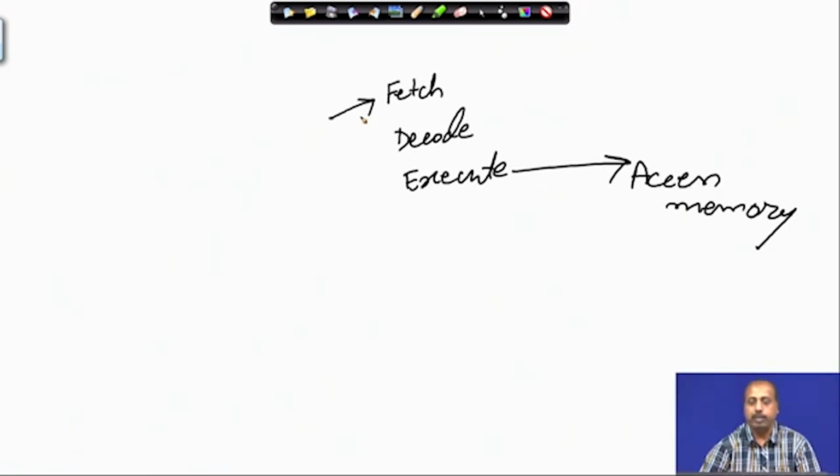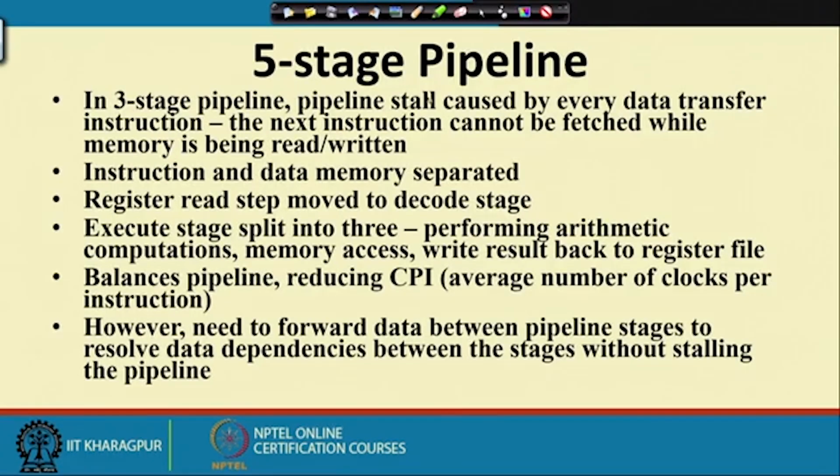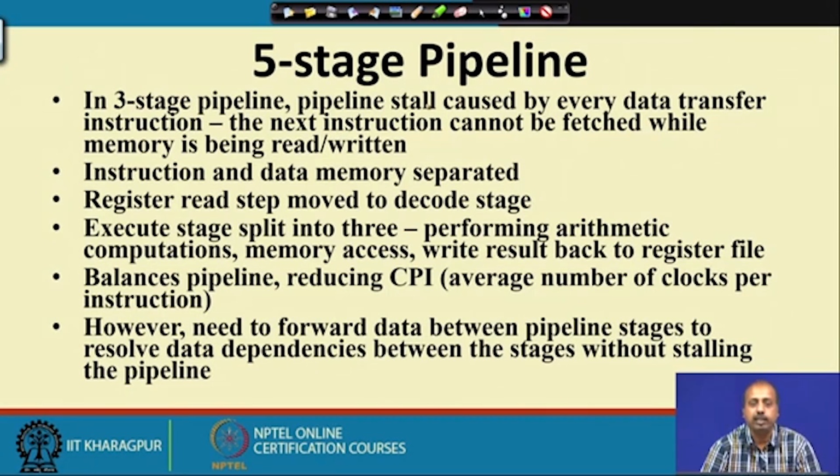So, this type of pipeline stall will occur, and if you look into the operations, out of these 3 stages, the execute stage will take the maximum amount of time, because it may be doing some complex operation. So, this is the problem. We have got this for every data transfer instruction. We will have a pipeline stall, because the next instruction cannot be fetched while the memory is being read or written. So, how to solve this problem?